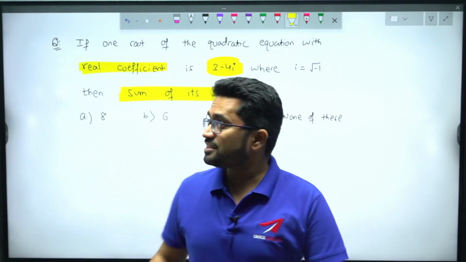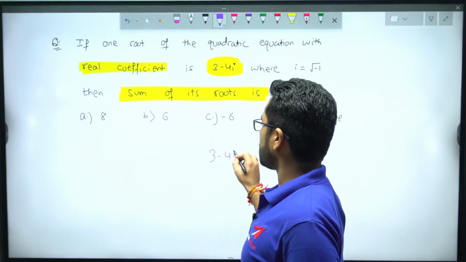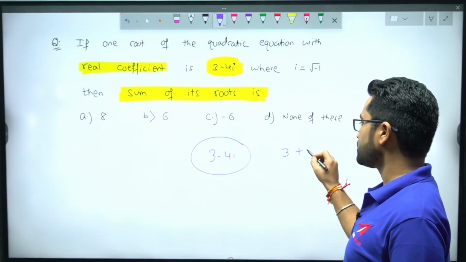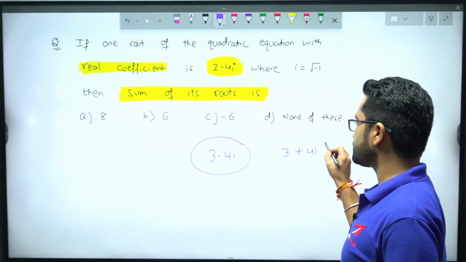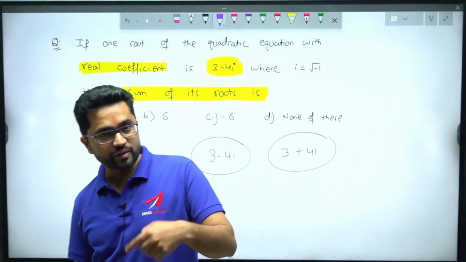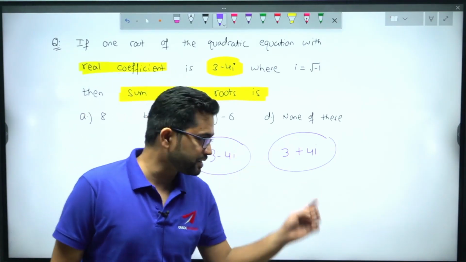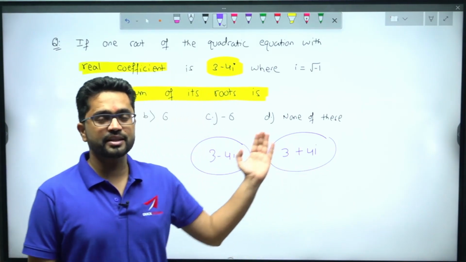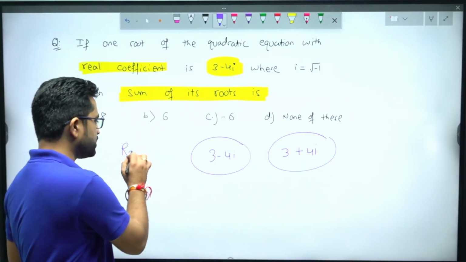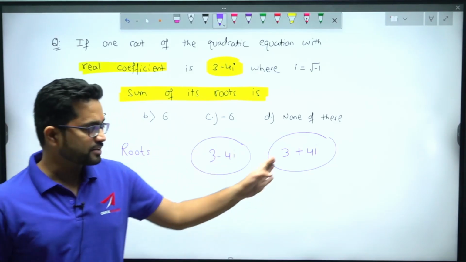So, if one root is 3 minus 4 iota, what about the other root? It would be 3 plus 4 iota, because they exist in a pair. If one is p plus iota q, then the other has to be p minus iota q. If one is p minus iota q, then the other has to be p plus iota q. That's why if 3 minus 4 iota is there, the next one would be 3 plus 4 iota. So the roots of our given quadratic equation would be 3 minus 4 iota and 3 plus 4 iota.